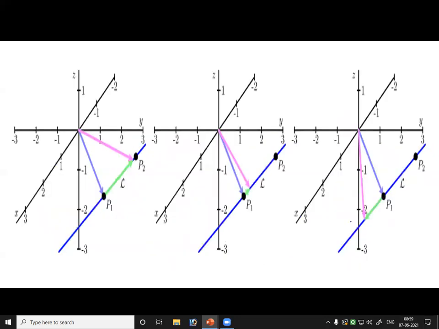Let us see what we mean by three-dimensional space. Here you can see this is the x-axis. This is the y-axis. And another axis is called the z-axis.